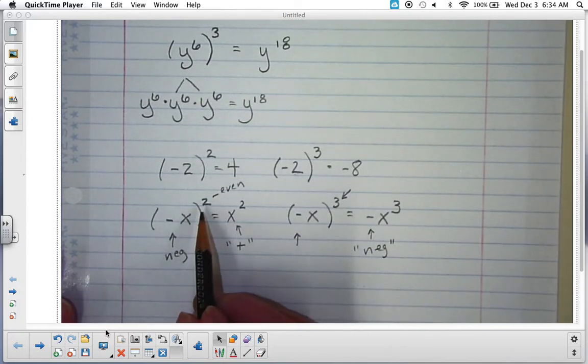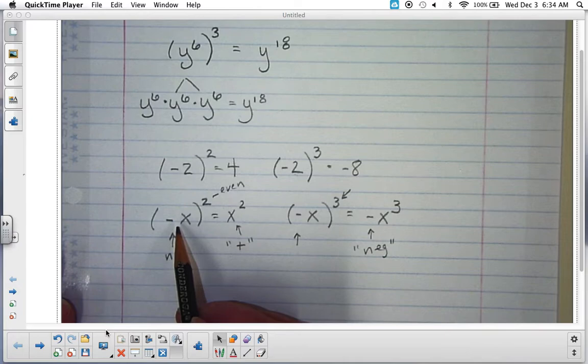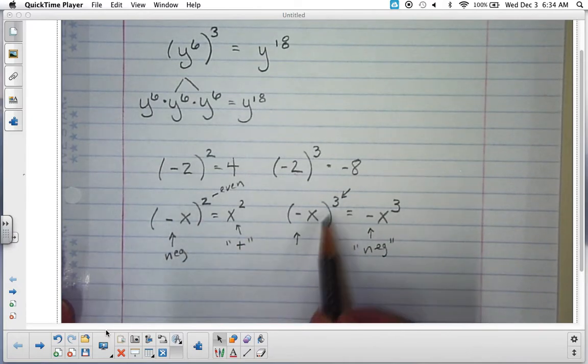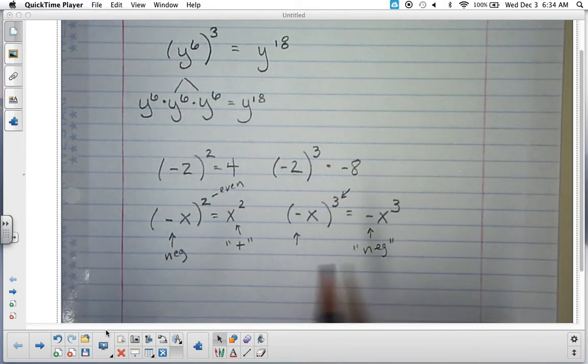So if it was raised to the fourth, of course, a negative times a negative times a negative times a negative, 4 times, would make a positive answer. If it's odd, it makes a negative answer.